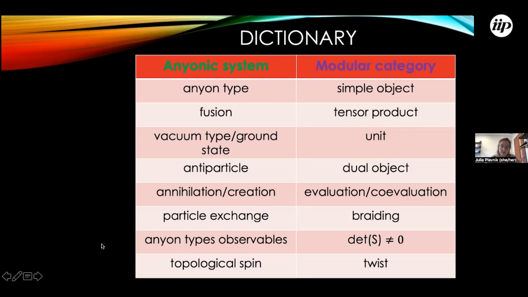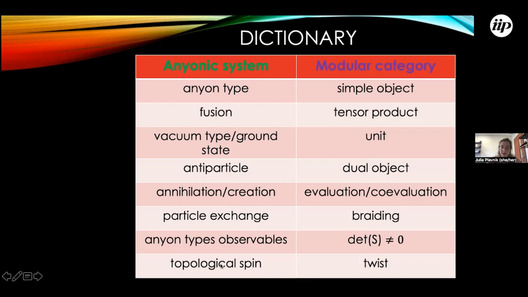The antiparticle will be a special object called the dual object, and it doesn't come by itself. It's not just another object. It comes with two maps, evaluation and co-evaluation, which correspond to the annihilation and creation that we were looking at in our drawing a couple of slides before, when we were initializing or measuring the system. Then the braiding will correspond to particle exchange.